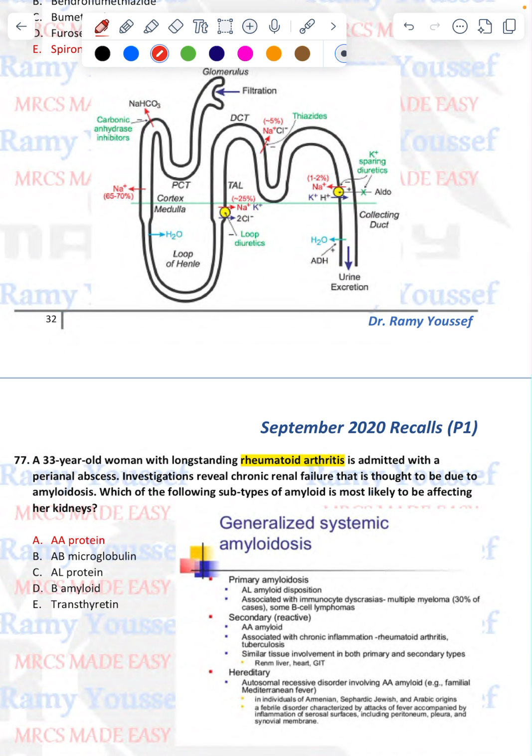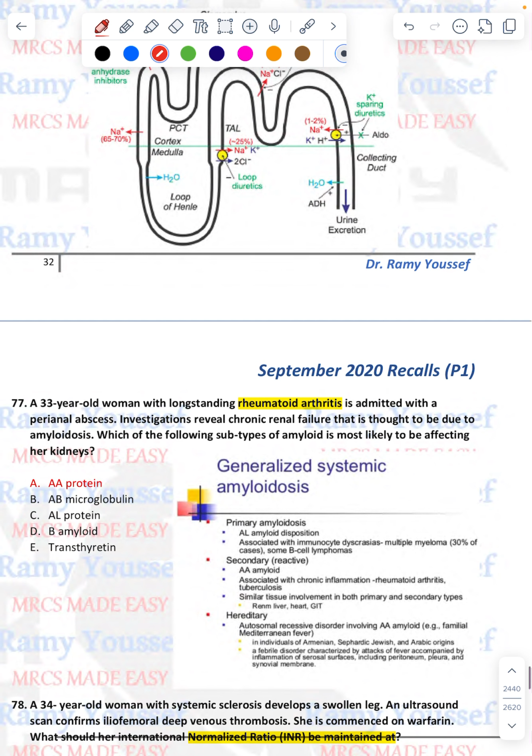Associated with chronic inflammation, primary is... A 34-year-old woman with systemic sclerosis develops swollen legs. Ultrasound scans show a deep iliofemoral deep vein thrombosis, iliofemoral DVT. She is commenced on warfarin. What should the INR be maintained at?